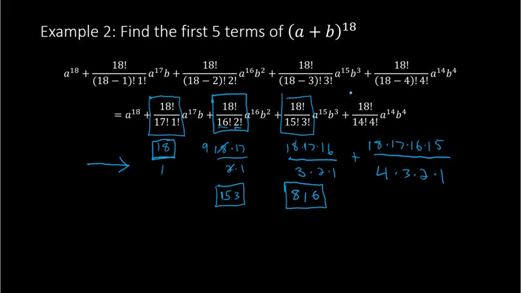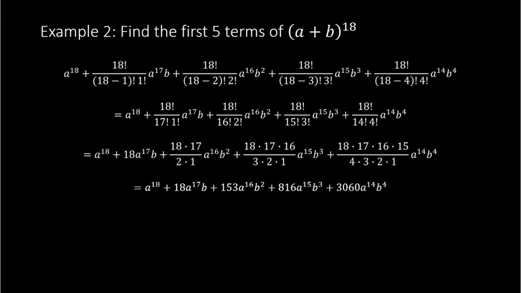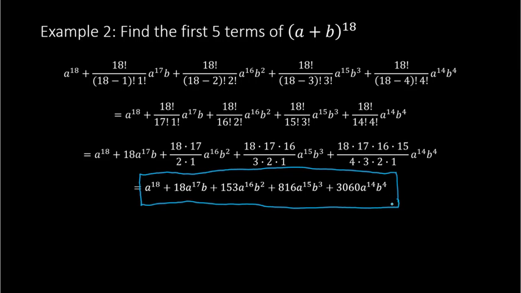And you can confirm that if you take this right here, 18 factorial over 14 factorial times 4 factorial, and you cancel things out. This is what you would get. And then when you multiply and divide, you should get 3060 for this coefficient. So these are the coefficients for each of those terms. And you put it all together, and your answer would be right here. This is the first 5 terms of that binomial expansion.